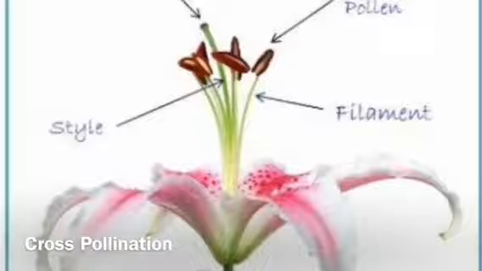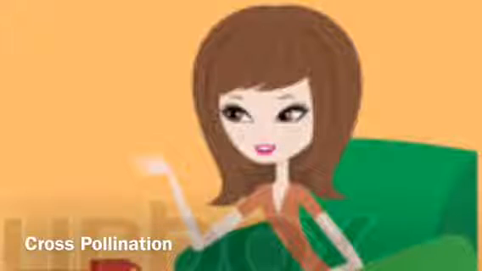Cross-pollination is a pollination where the pollen transfer takes place between the anther and stigma of different flowers of the same plant or different plants of the same species.